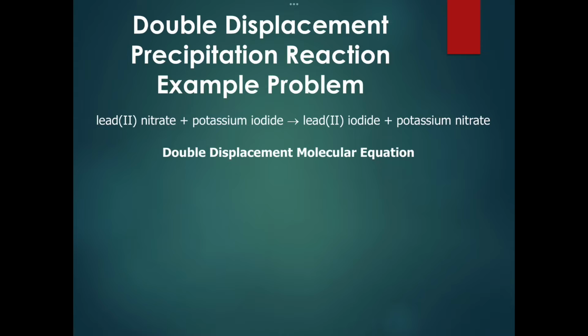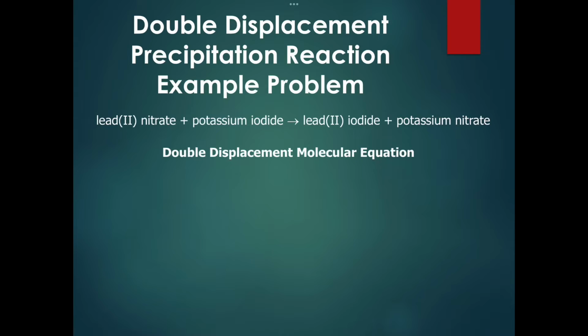All right, let's go ahead and do some example problems. Here's one. This says lead 2 nitrate and potassium iodide are making lead 2 iodide and potassium nitrate. You'll notice I gave you words instead of the chemical formulas. This is so you continue to get practice on writing the formulas of ionic compounds. So let's go ahead and do that.